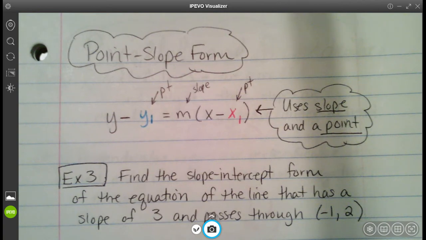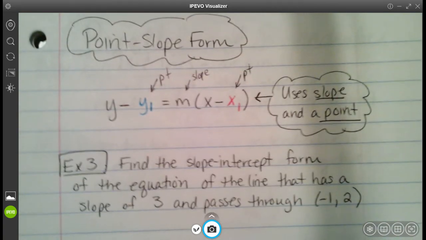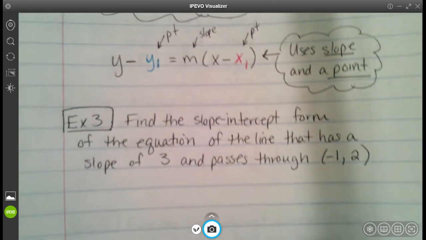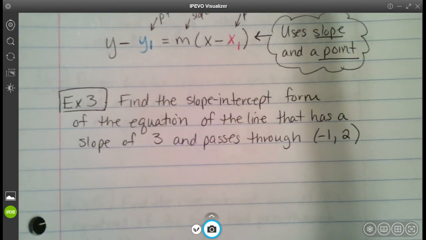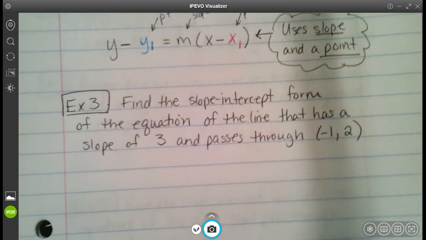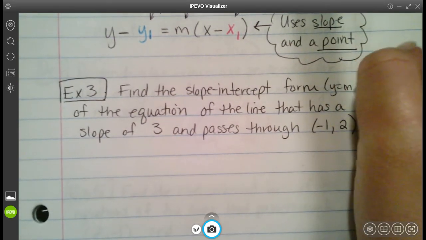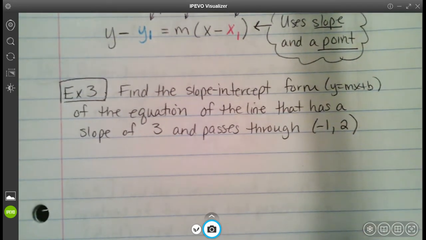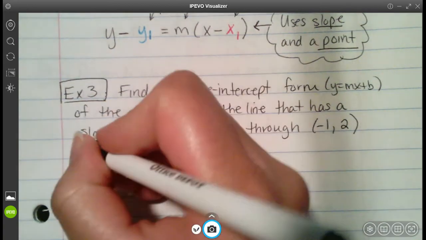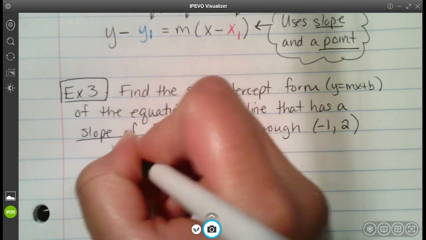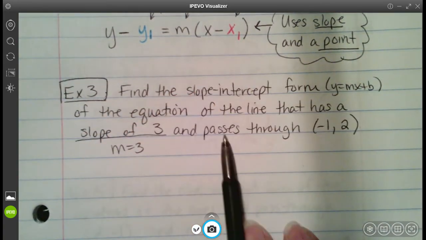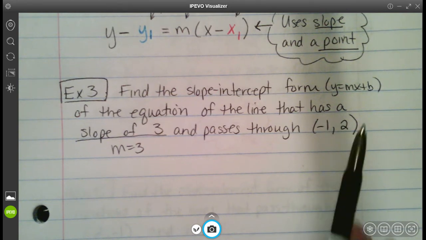So let's see how it's used in practice. We have example number 3. We're almost done, guys. We have 5 examples, so we're almost there. Find the slope-intercept form. So remember, slope-intercept form is y equals mx plus b, okay? Slope-intercept of the equation of the line that has a slope of 3. So my slope is 3. That tells me that m equals 3, okay? And passes through (-1, 2).